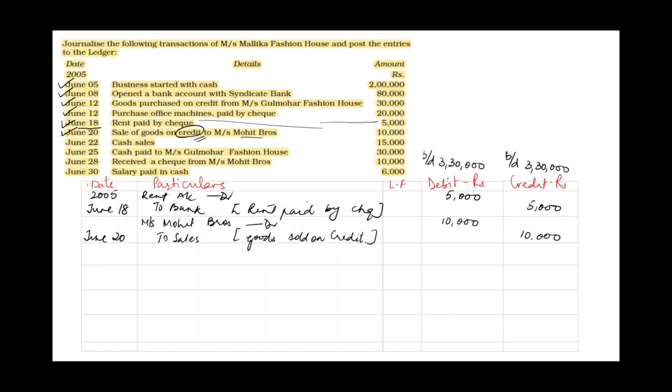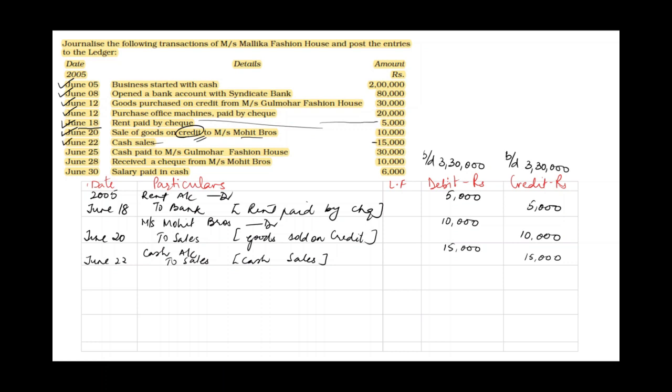I move to June 22nd. So I'll say June 22nd. Cash sales. That means sale made by cash. So what's coming in? Cash. So I'll say cash account debit. How much is the amount? 15,000. So cash account debit 15,000. And to sales 15,000. You have sold your goods. Goods are going out. And then I will say cash sales. That's it. Narration. June 22nd I finished.